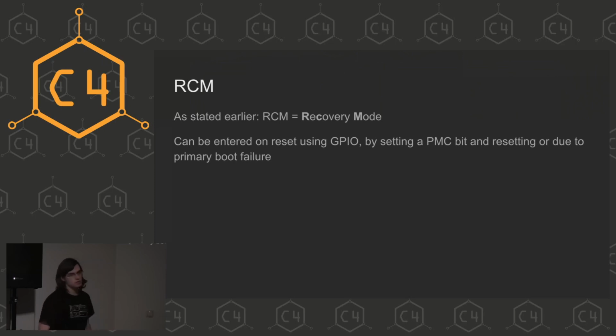Then the boot ROM on the next boot sees that this bit is set and it directly goes into the boot RCM path. Or if you have a primary boot failure and also the recovery boot that you can configure didn't work. So for example, on a Switch, if you rip off the eMMC of the board, it can't load stuff, so it goes into RCM.